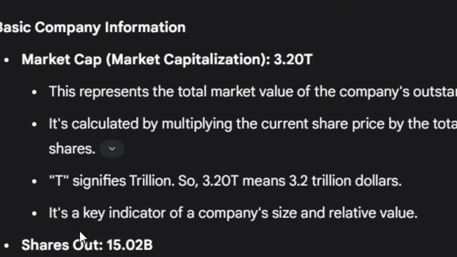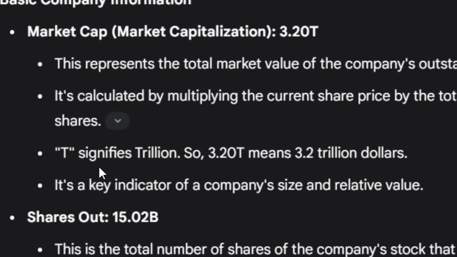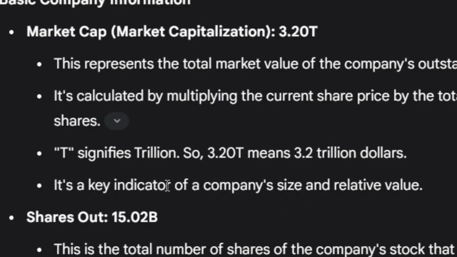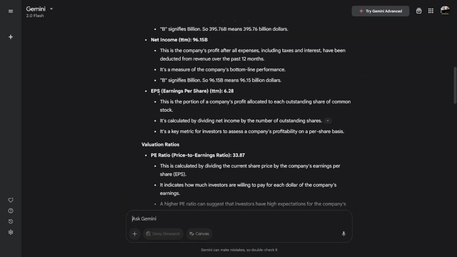It is also going to explain the T. So the T stands for trillion. So 3.20 T means $3.2 trillion. It's a key indicator of a company's size and relative value. So that is it. This is how to understand everything.